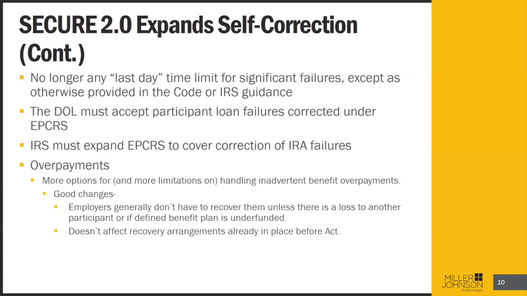If there was an overpayment that somehow resulted in a loss to a different participant, you'd have to recover the overpayment. And if your defined benefit plan is underfunded, then you also need to seek that overpayment. Another good change is that this new rule doesn't affect any overpayment recovery arrangements that you already had in place. If you decide to go after the overpayment, there are some new rules and restrictions that apply. But thankfully, those don't apply to any recovery arrangements that existed as of the end of 2022.